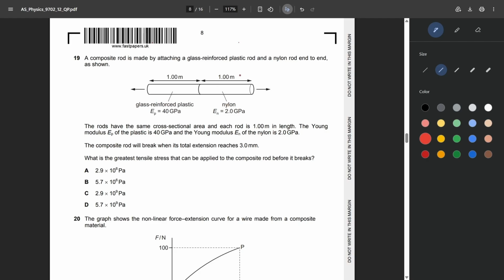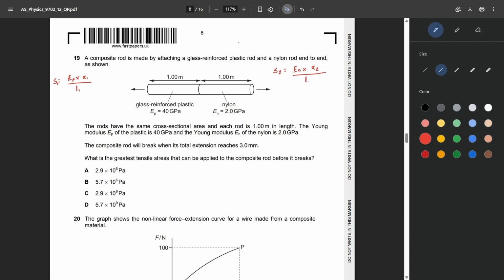Okay, now there are two rods with Young modulus EP and En. Let's say for EP, the stress is EP times, let's say the extension is x1, divided by the original length of the glass reinforced plastic, L1. This is stress given to the glass reinforced plastic. Let's say S2 is the stress given to the nylon rod. Stress will be equal to Young's modulus En times the extension, let's say extension 2, divided by the original length of the nylon.